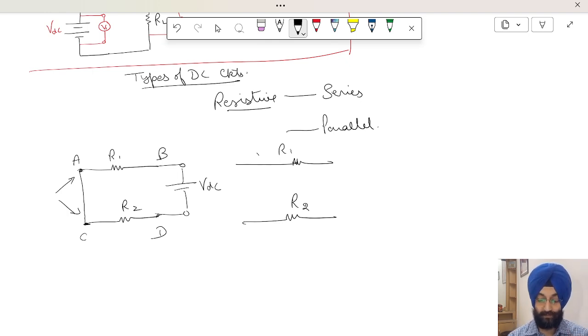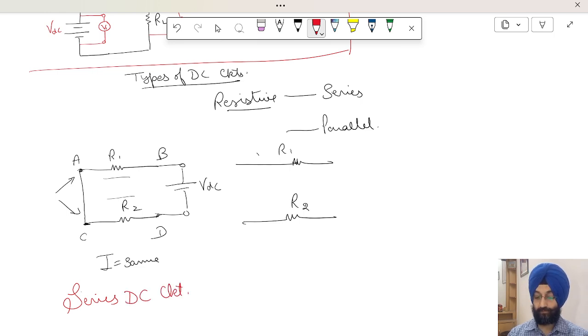These two resistances are now in series with each other because the same current will flow in them, and this particular circuit will be known as a series DC circuit.